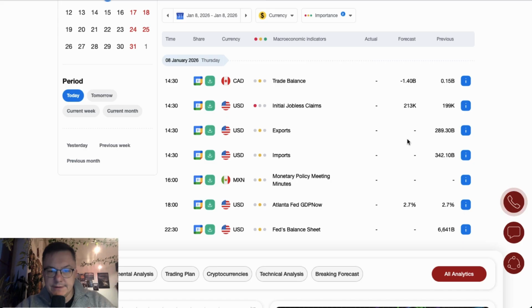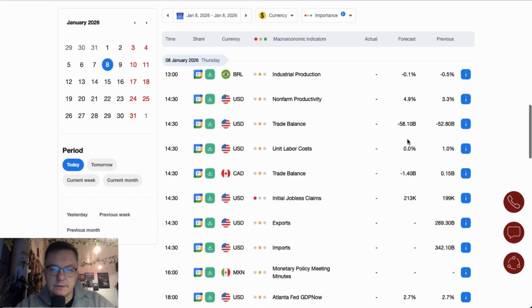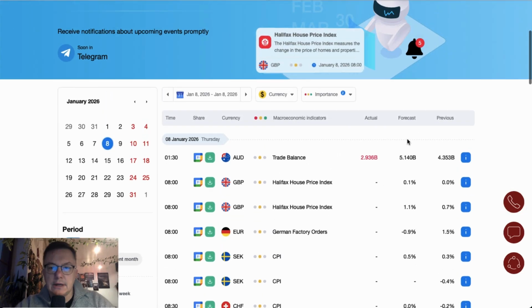Atlanta Fed GDPNow is scheduled for release at 6 o'clock, and at 10:30 we have the Fed's balance sheet. So you can see we have a situation where the US session is way busier than the London session. So without any further ado, let's switch to the charts.